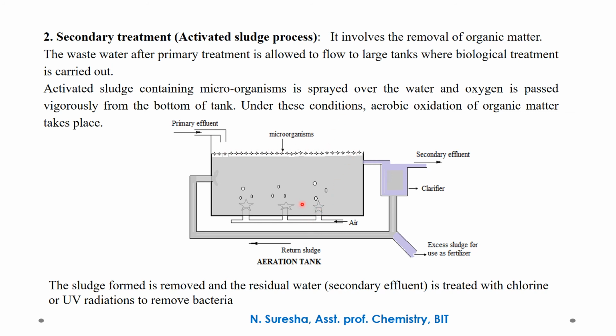When oxygen is passed vigorously, the microorganisms present in the activated sludge oxidize the organic impurities into carbon dioxide and water due to aerobic oxidation. Then sludge is formed, and the residual water, the secondary effluent, is treated with chlorine or UV radiation to kill bacteria. Then the secondary effluent will be taken into the tertiary process.